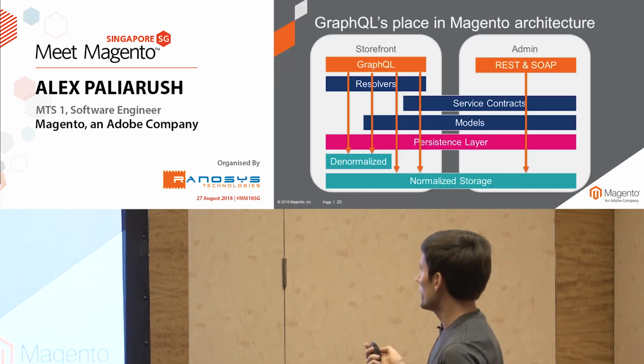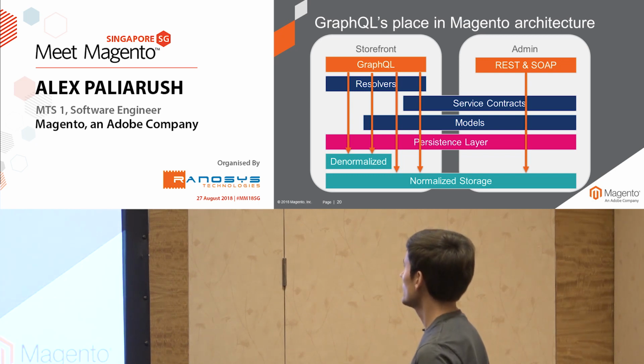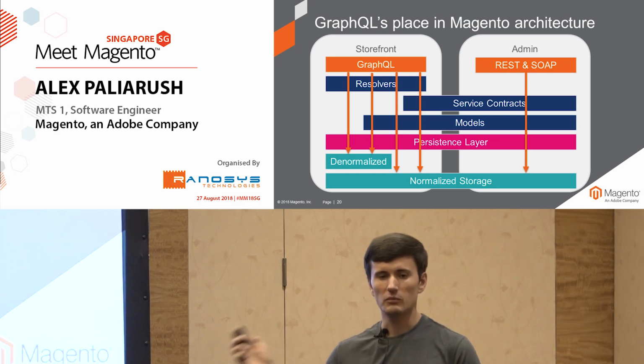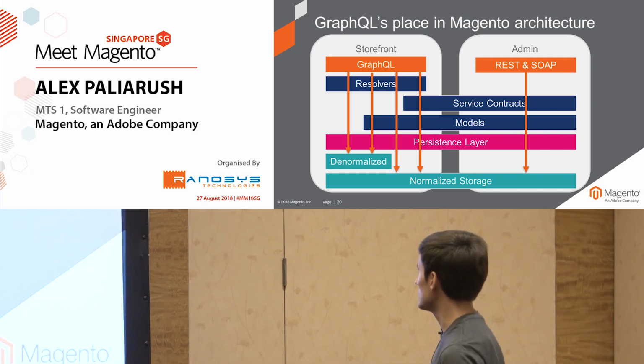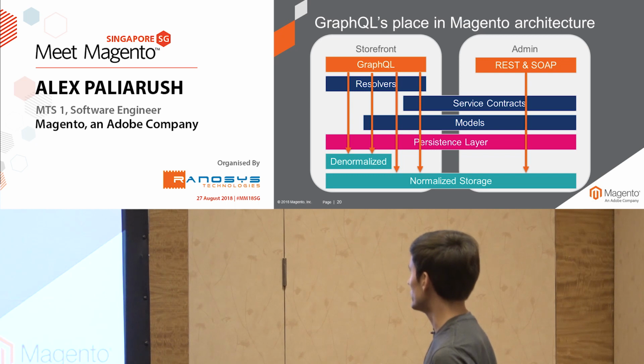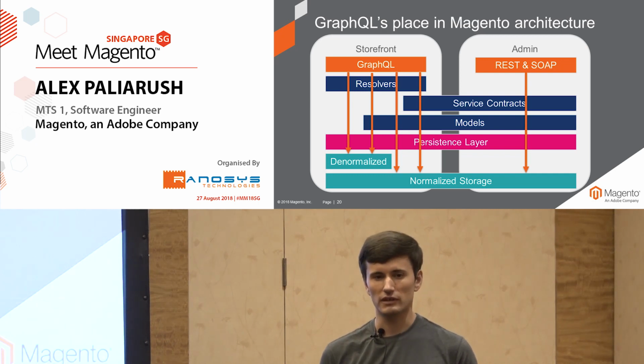So let's take a look at GraphQL's place in the Magento architecture. This is the vision for GraphQL's place. We have storefront integrations and admin integrations. GraphQL is meant to eventually be the main API for storefronts, so it's going to replace REST. REST and SOAP are still going to be integration points for admin panels. On the domain layer, we have resolvers, which are specific to GraphQL. Then we have service contracts and models, which you probably already know about. Then we have the persistence layer, with normalized storage and denormalized storage, which is basically our index tables and our indexes.